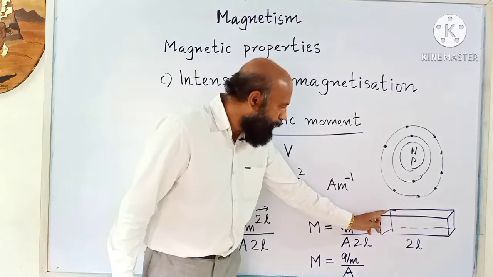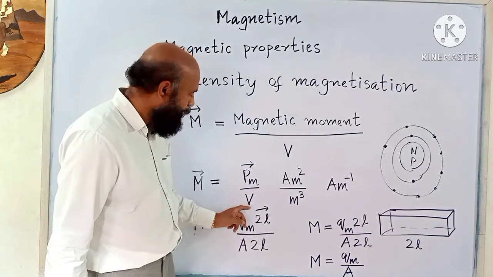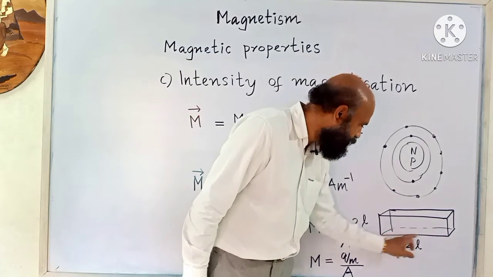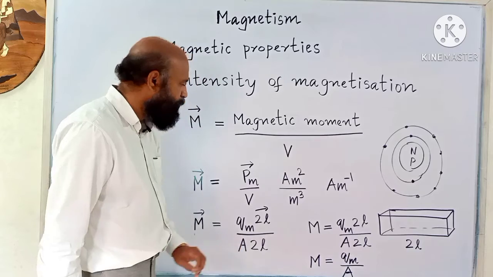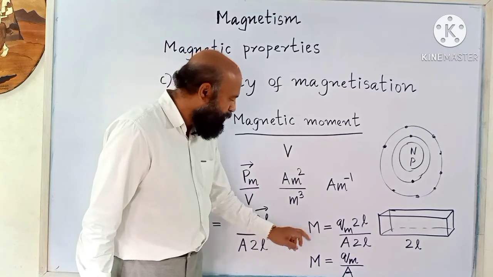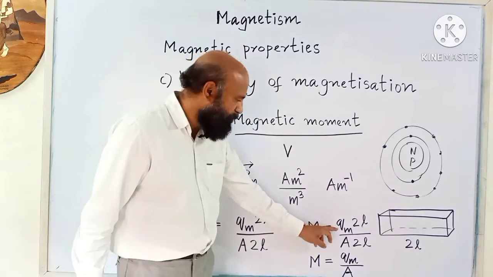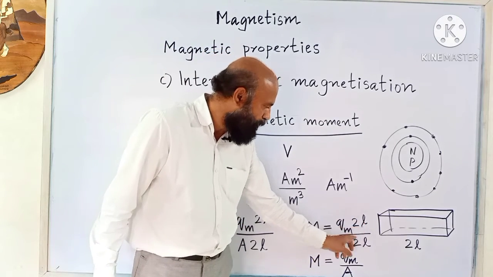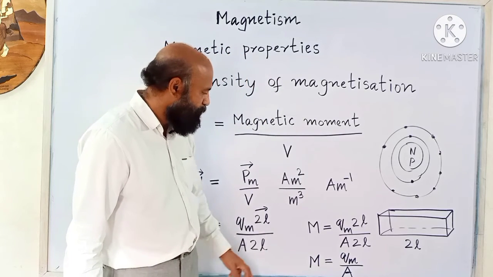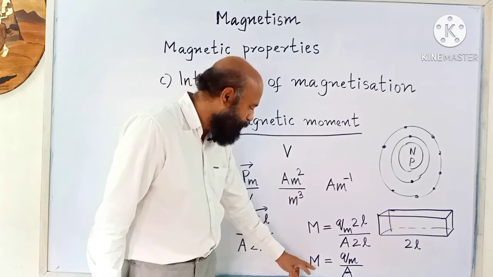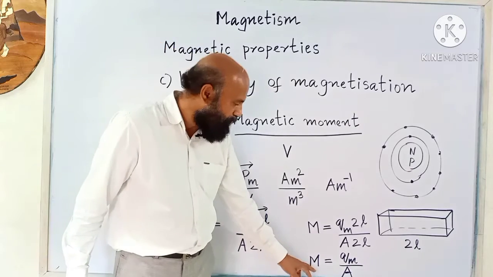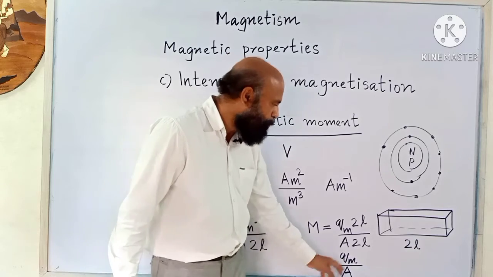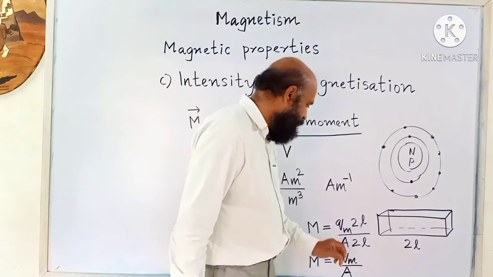Then if it is a bar magnet, volume can be written as area multiplied by the length. Length is 2L. If you are interested only in its magnitude, you can write like this. Qm, instead of 2L vector, you can write 2L, then A into 2L. 2L and 2L will get cancelled. So intensity of magnetization is equal to pole strength divided by area. That is applicable for a bar magnet.